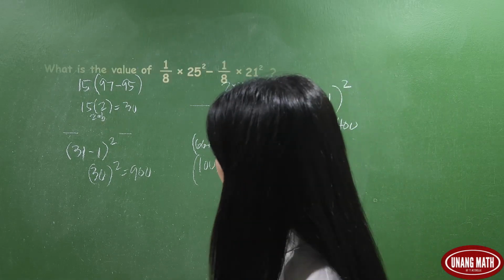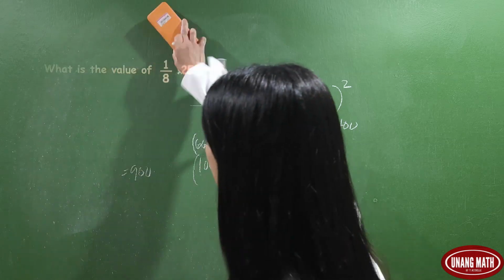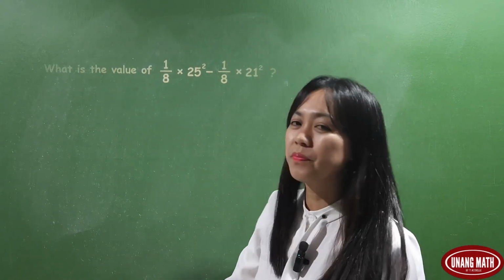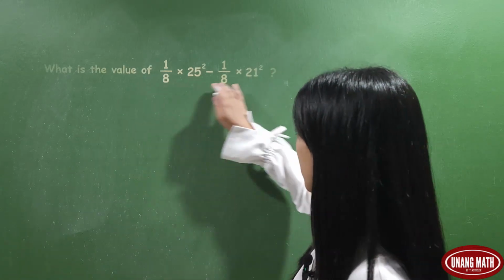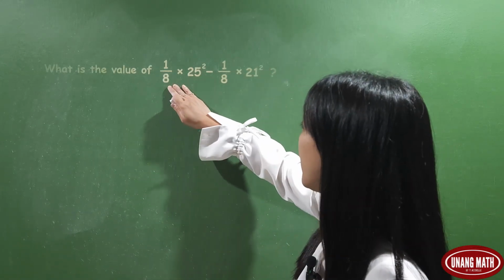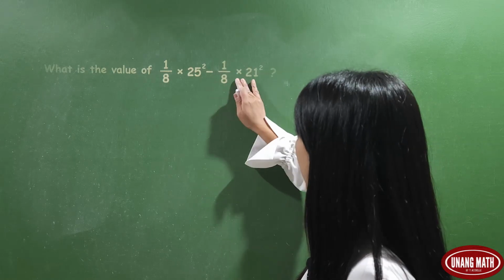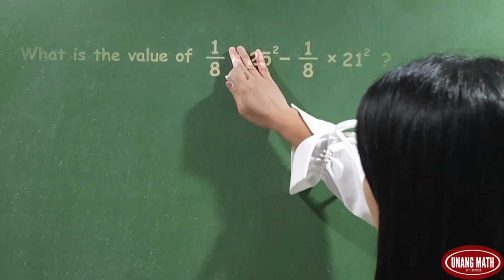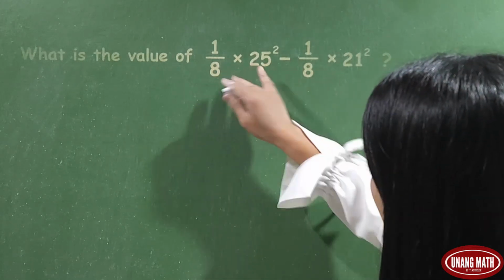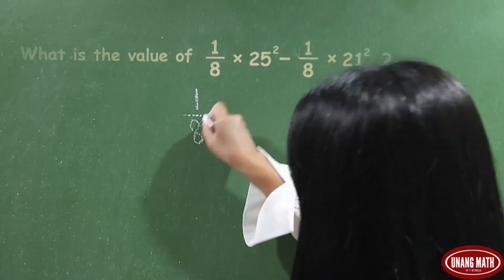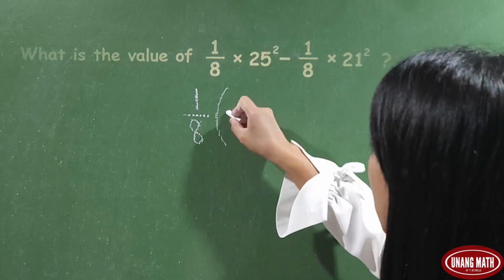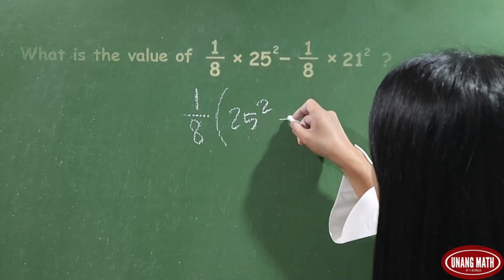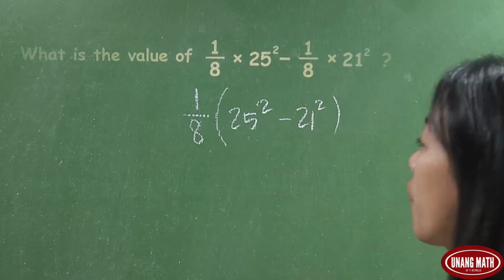Okay, this time, we will be answering these simple questions. The first question here is, what is the value of this expression? 1 over 8 times 25 squared minus 1 over 8 times 21 squared. As you can see here, this expression has common factor 1 over 8. So let's write 1 over 8 outside. Inside would be 25 squared minus 21 squared.